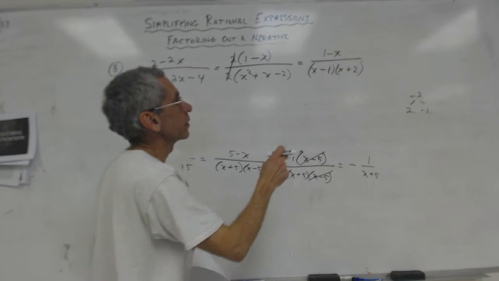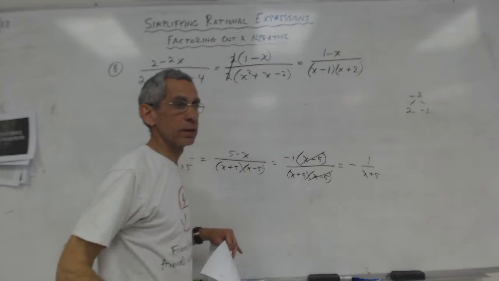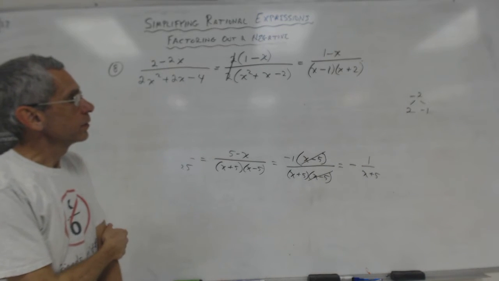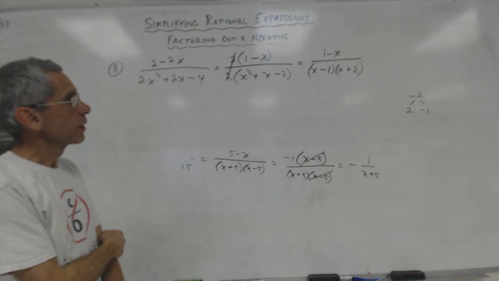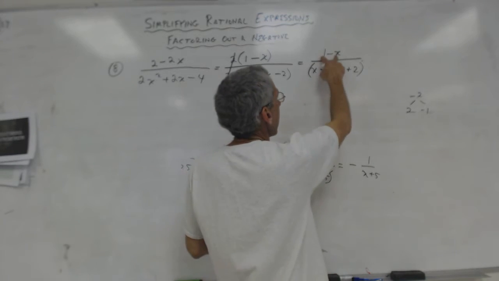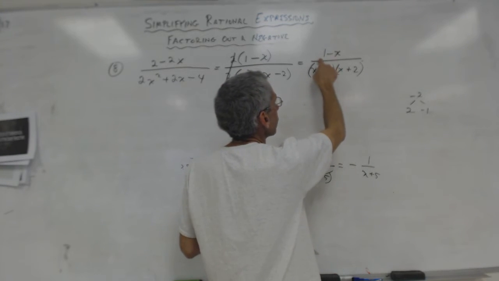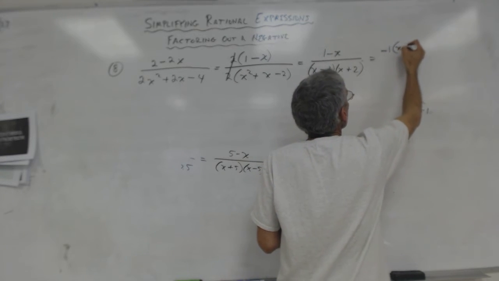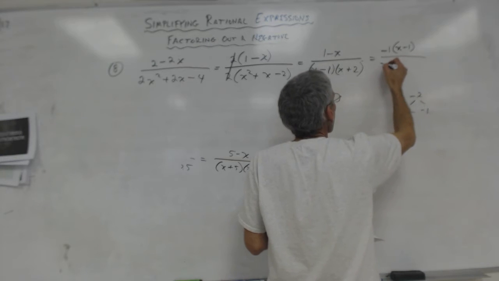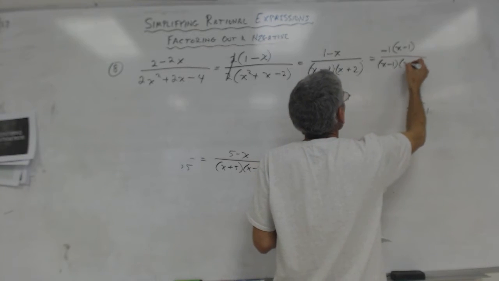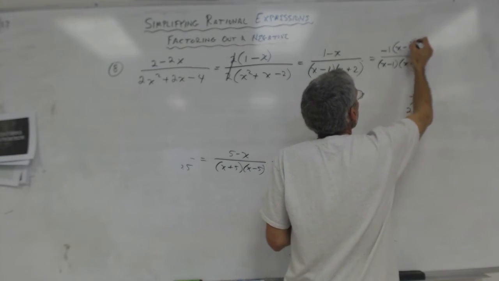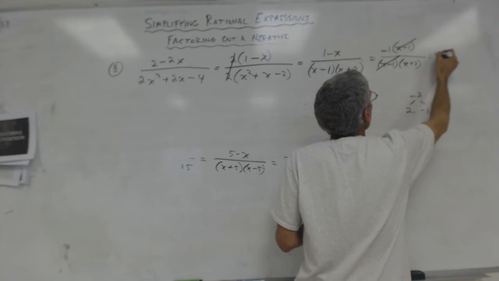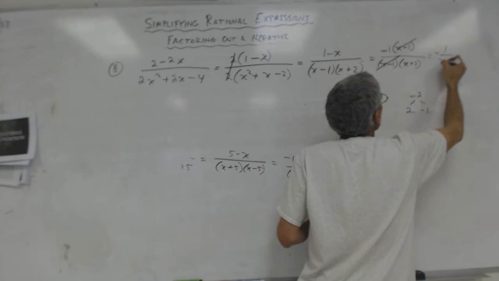Okay, do you guys agree with me so far? And then you can do negative 1. So these are opposites: this is positive x, positive 1, negative 1. So I'm going to do my little trick and make it x minus 1, all over x minus 1 times x plus 2. Look at that, the x minus 1's cross out, so I have negative 1 over x plus 2.